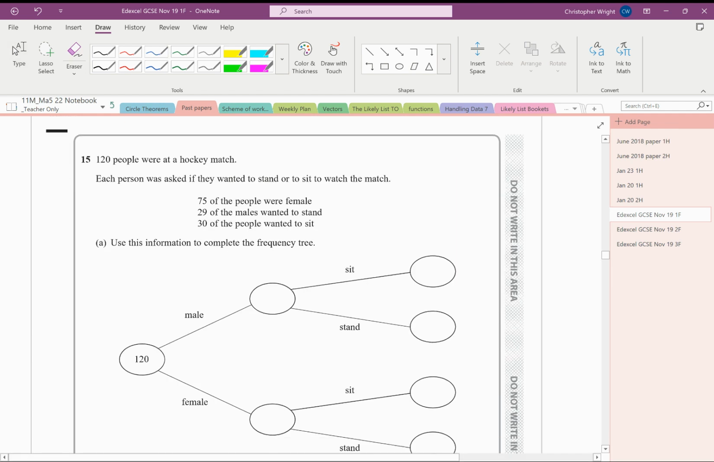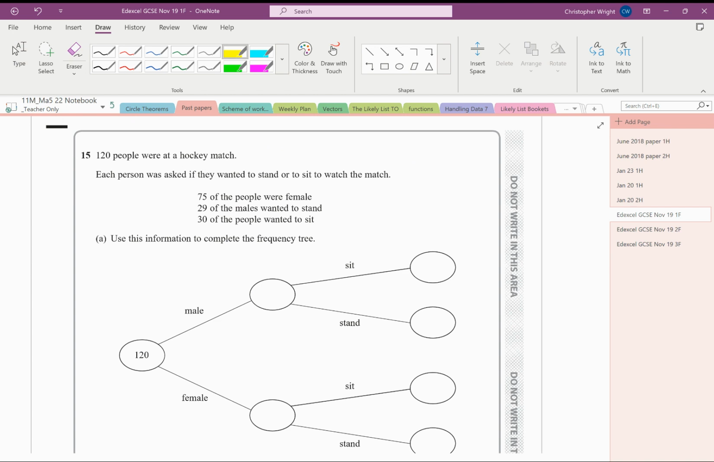Question 15. 120 people were at a hockey match. Each person was asked if they wanted to stand or sit. 75 of the people were female. 29 of the males wanted to stand and 30 people wanted to sit. I think we're going to have to read that through several times. Use the information to complete the frequency tree.